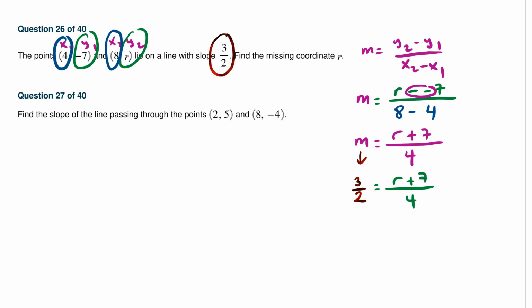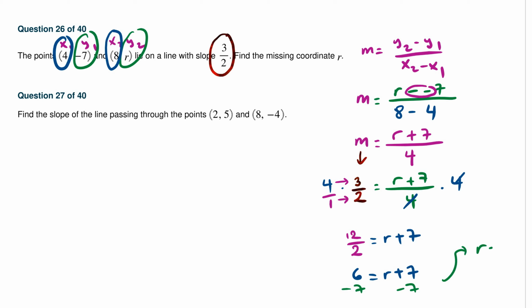Then we solve for r. First we need to get rid of the fraction, so I'm going to multiply by 4 on both sides. 4 and 4 cancel out, which gives you r plus 7. On the other side, you have 4 times 3/2, which means 4/1. We multiply straight across, which gives 12/2. 12 divided by 2 gives me 6, equal to r plus 7. Continuing to solve for r, we subtract 7 on both sides. So r is equal to -1 as the final answer.